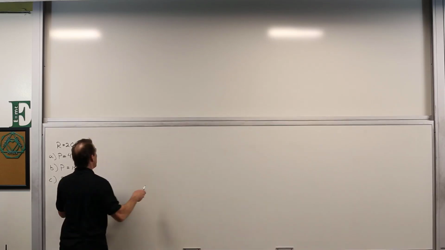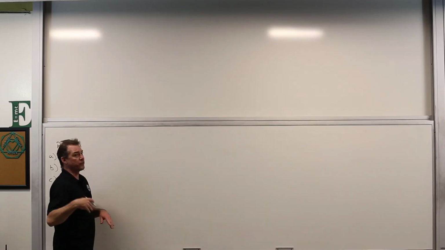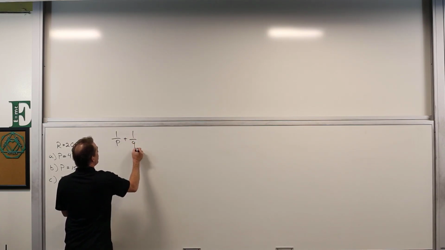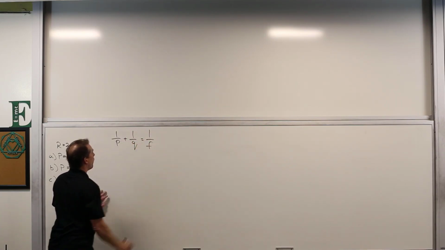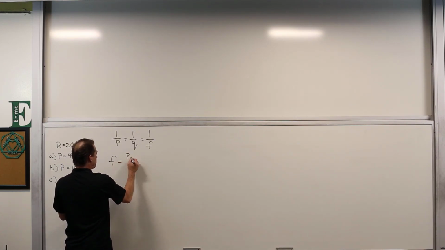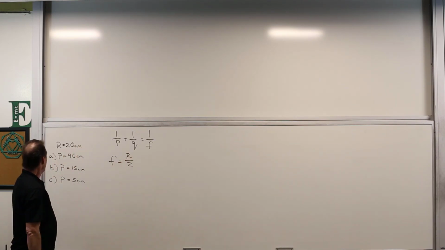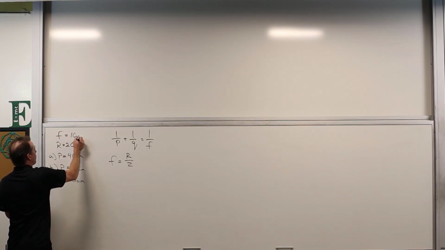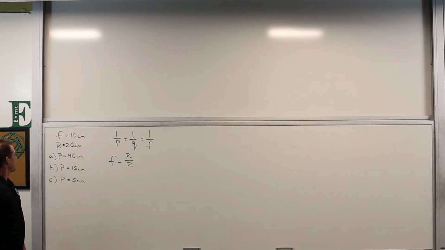We've got, in general, that for spherical mirrors, 1 over P plus 1 over Q is equal to 1 over F, and that F is equal to R over 2. So we could go ahead and throw what F is over here. F has to be equal to 10 centimeters then, because the radius of curvature is 20. So there we go. And what can we do with this then?